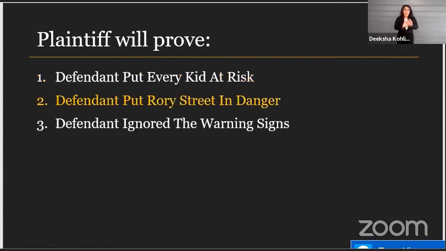While the defendant put every child at risk, she put Rory Street in danger. Because that afternoon, the defendant created a new form of discipline, a tackling line. Every player got in a line and took turns slide tackling Rory. That's when a player slides on the grass, cleats first, to try to take the ball away from their opponent, even if it means knocking out their legs and taking them to the ground.